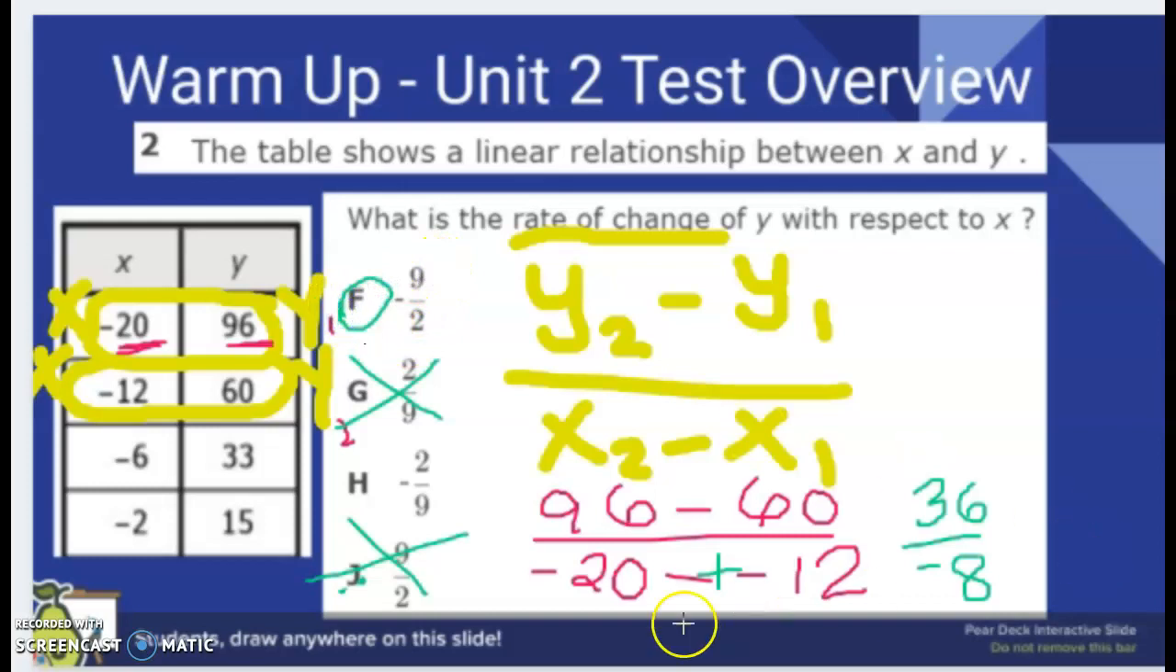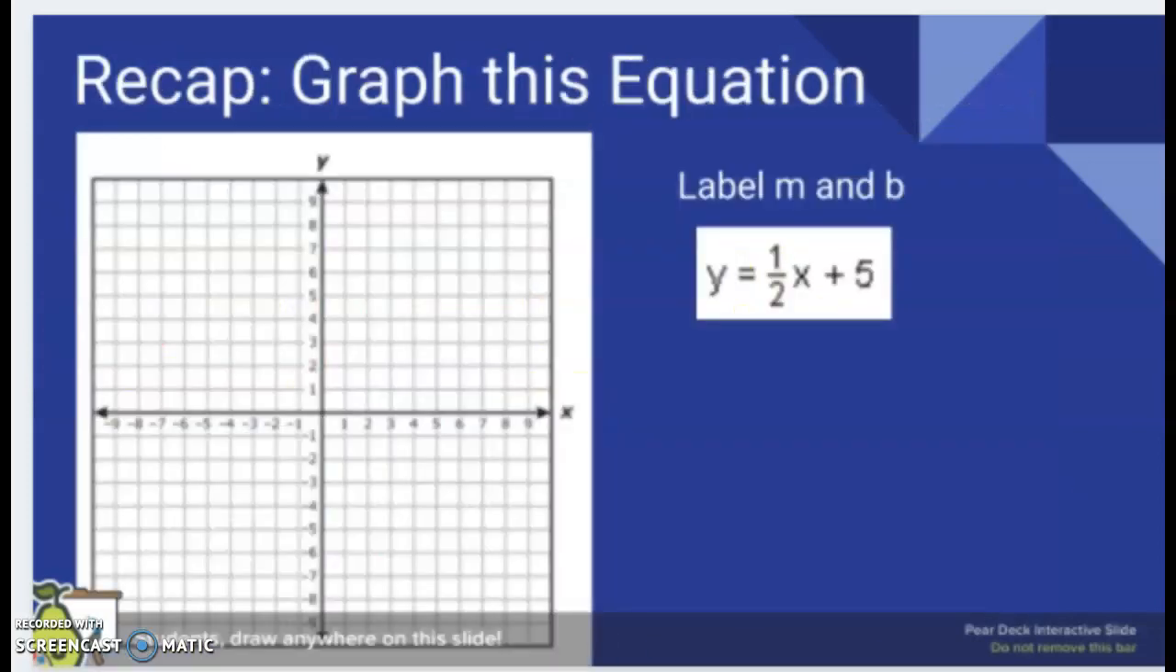and I know that is my correct answer. If you skip ahead to slide 5, okay, we did a recap before we took some notes.